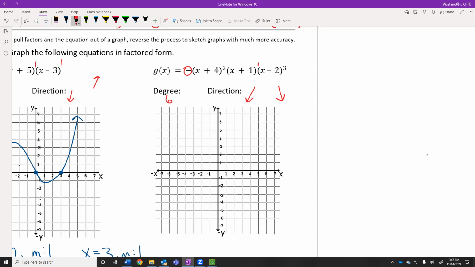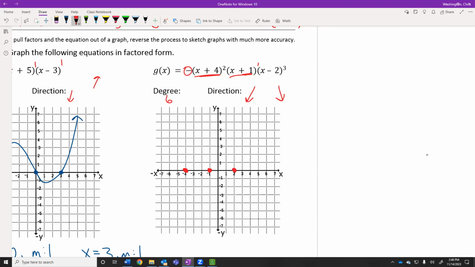So let's put the x-intercepts on here. X plus 4, that's going to be -4. I'm not going to write them all down this time. You can if you want to, and if that helps, by all means, write them down. X plus 1 is going to give me an x-intercept of -1. And x minus 2 is going to give me an x-intercept of +2. We okay with that?